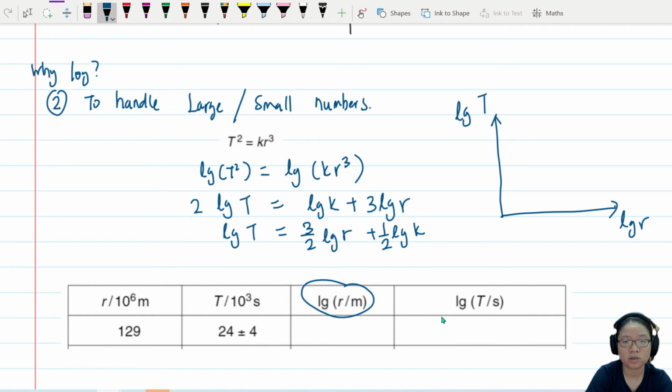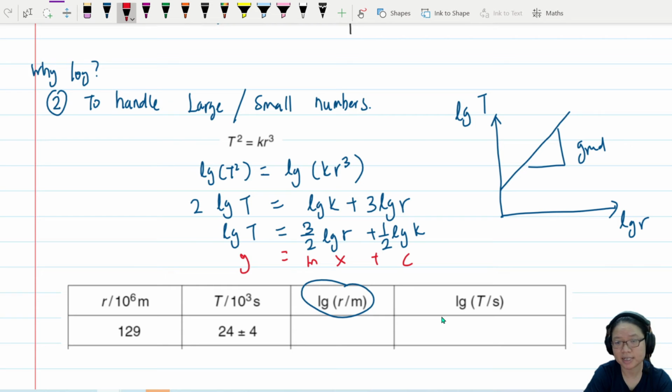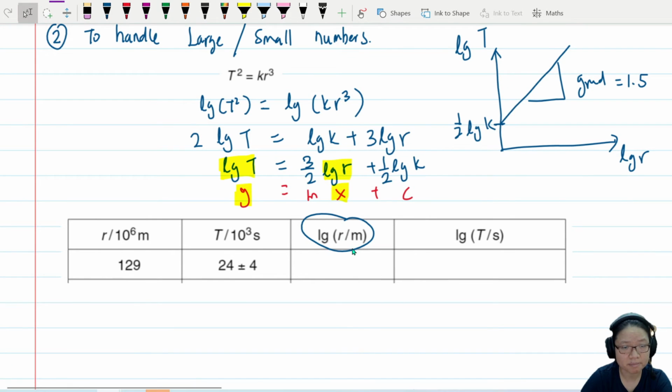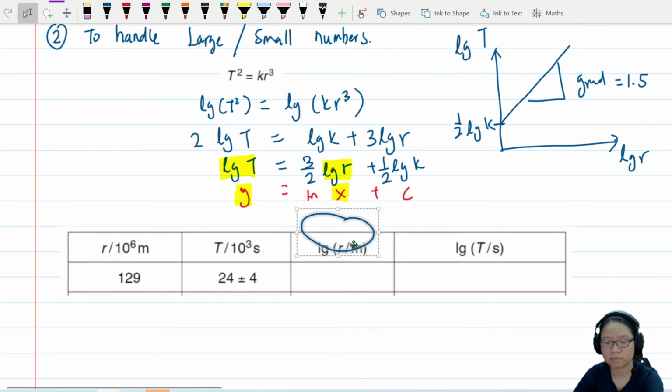In this case, you actually will get a graph like that, because you are plotting the graph of y is equal to mx plus c. So the x-axis is log r, and the y-axis is log t. Your gradient here will be 1.5, and your y-intercept here is half log k. So this is an example of linearizing again. But let me show you something.